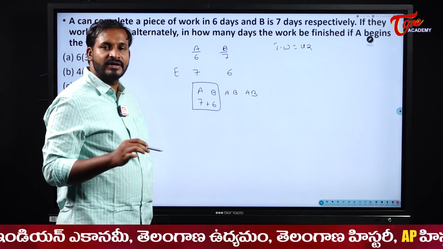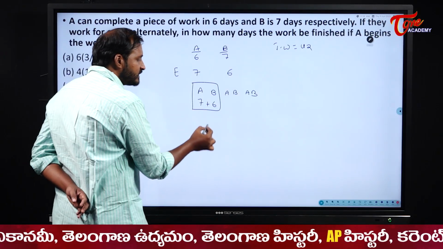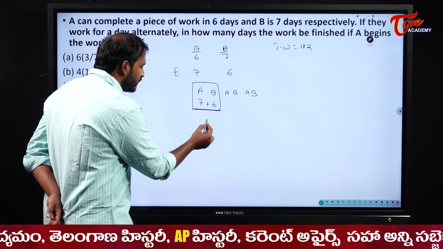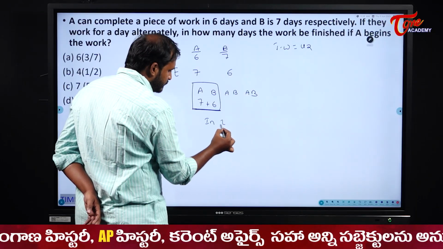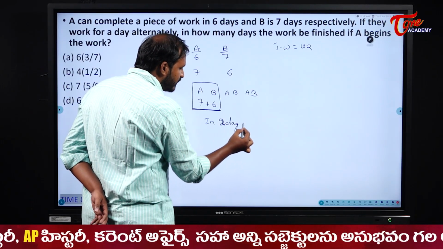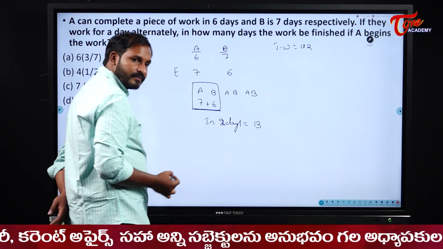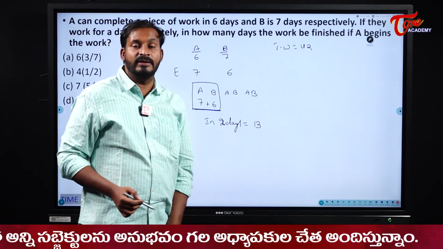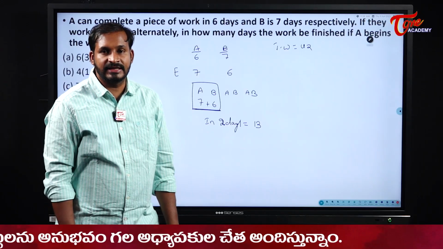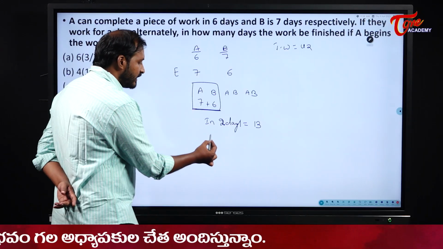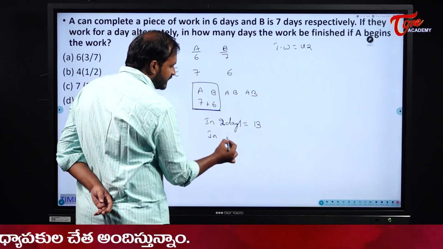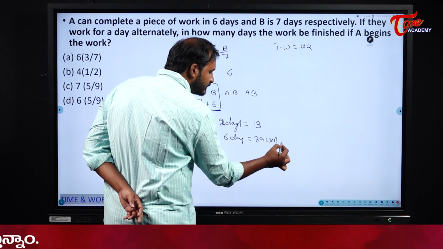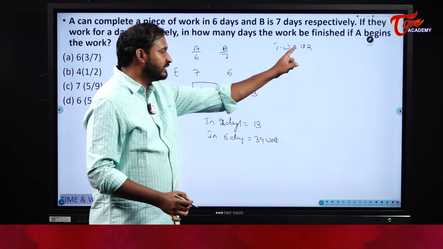Now the time slot is divided into two cases. In 2 days, how much portion of work is done here? 13, right? Now check what is the multiple of 13 which is immediately less than 42. 13 threes are 39, right? So that means in 6 days, 39 work will be done. Why? Because 13 threes are 39.